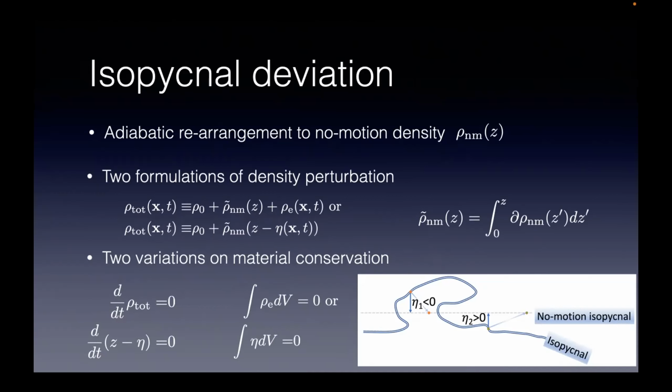But alternatively, you could write this as isopycnal deviation, which is to say, okay, if I have some particle up here, how far would it have to move up or down to have gone to that no motion depth where it should be. And so instead of using rho E everywhere, you're now using this eta. So it's rho of no motion Z minus eta, which is just that deviation term. And so your conservation laws switch from d rho dt equals 0 to d dt of Z minus eta equals 0.